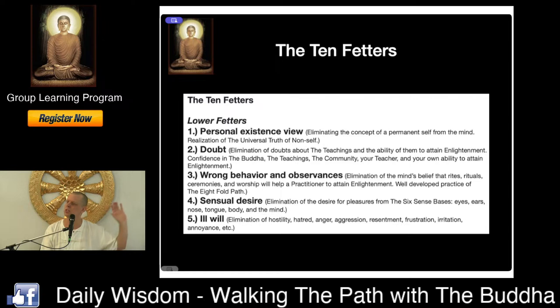Yes. So these are the fetters that are going to hinder you from getting to enlightenment. So if you have doubt about the Buddha, the teachings, the community, your teacher, or your own ability to get to enlightenment, this will hinder you from getting to enlightenment. And what you do, like I mentioned, is investigate the teachings. You can turn it into an inquisitive mind. You can say, hey, you know what? I do have doubt. And I'm sure that you have doubt. I'm sure. Yeah. Right.